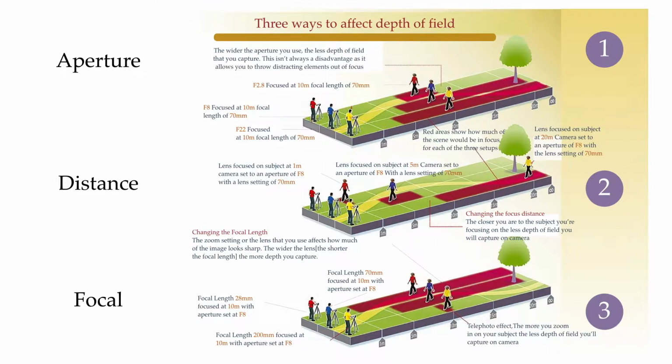Now the second part is distance. If we change our distance, then this will also have an effect on our depth of field. So in the first part, everything is f8 at 70mm, but what we're changing here is the distance to the subject. If we were 1 meter away from our subject at f8 with a focal length of 70mm, you will see that our depth of field is very minimal. If we then move our subject back to say 5 meters, our depth of field behind the subject increases.